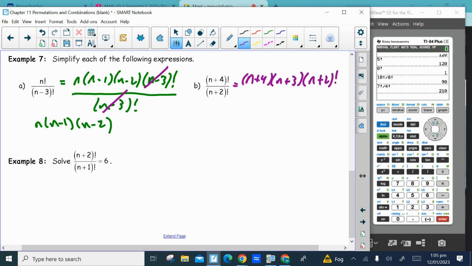I'm going to stop there and put a factorial on the end because that's what the denominator is, n plus 2 factorial. So now they will cancel, and we're left with n plus 4, n plus 3. So there's a simplified expression.